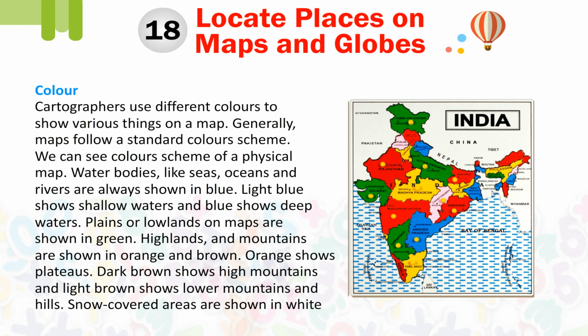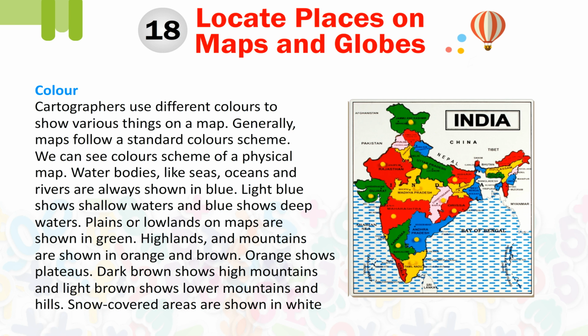Color. Cartographers use different colors to show various things on a map. Generally, maps follow a standard color scheme. We can see the color scheme of a physical map. Water bodies like seas, oceans and rivers are always shown in blue. Light blue shows shallow waters and blue shows deep waters.